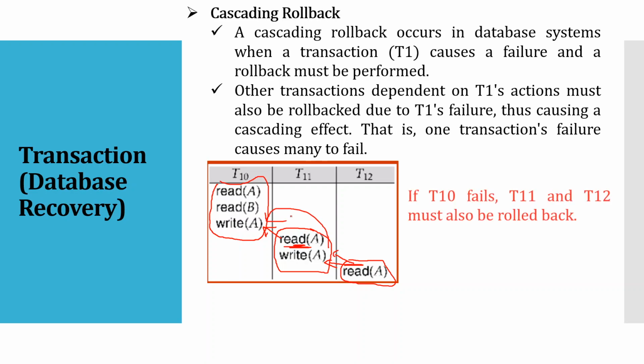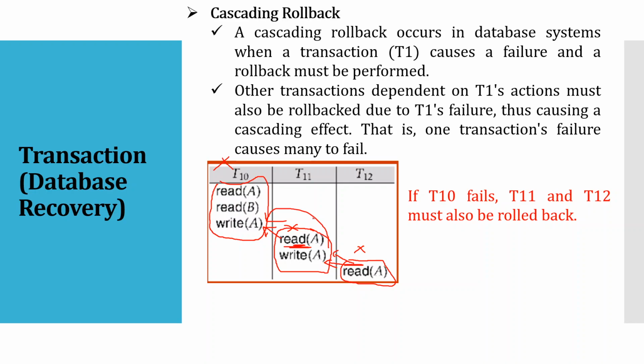So let us say if T10 fails, then T11 and T12 must also be rolled back. That means if this transaction fails, all its dependent transactions must also get rolled back or fail because they are dependent on some of the values of T10. Here the read A of T11 is dependent on the write A of T10, and the read A of T12 is dependent on the write A of T11. So if this particular transaction fails, all the other transactions dependent on it must also roll back. So this is what cascading rollback is.